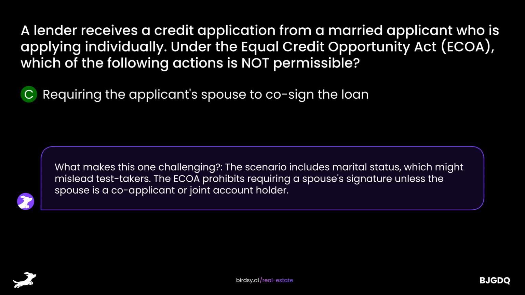What makes this one challenging? The scenario includes marital status, which might mislead test takers. The ECOA prohibits requiring a spouse's signature unless the spouse is a co-applicant or joint account holder.